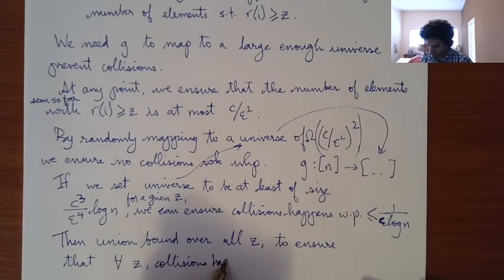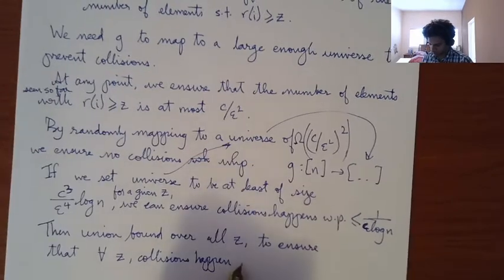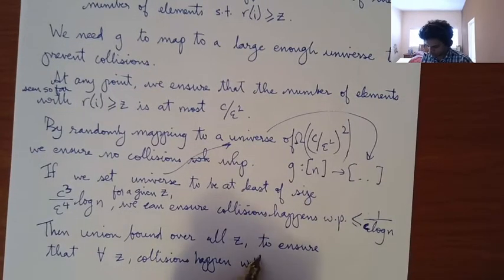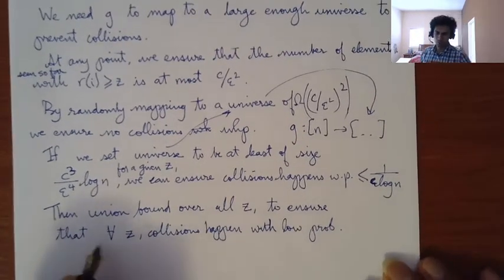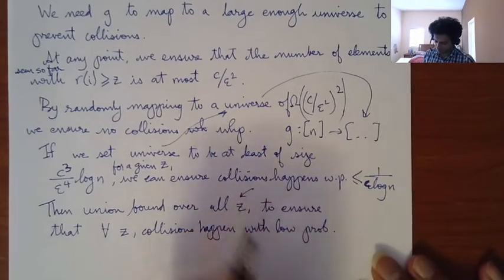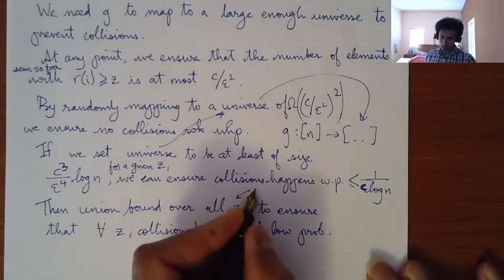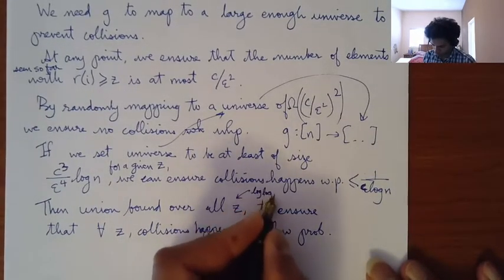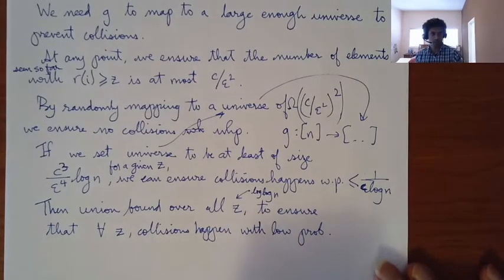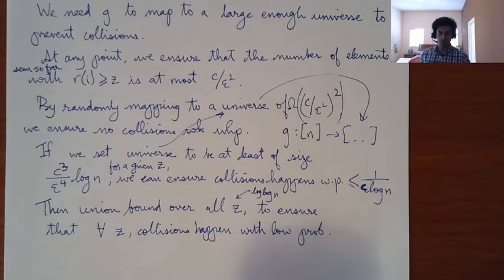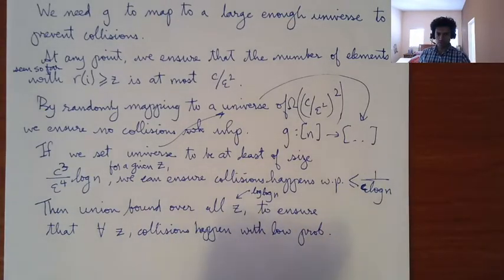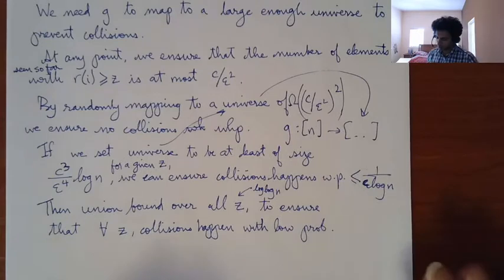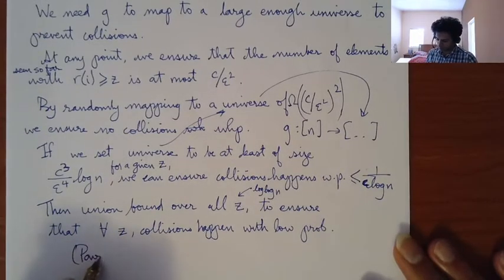collisions happen with low probability, right? Because the number of z that we're going to see is actually at most log n. That's how many different values of z we're going to see, because we're going to keep increasing the value of c. And so as we keep increasing the value of c, we can ensure that collisions happen. And for this, pairwise independence suffices.